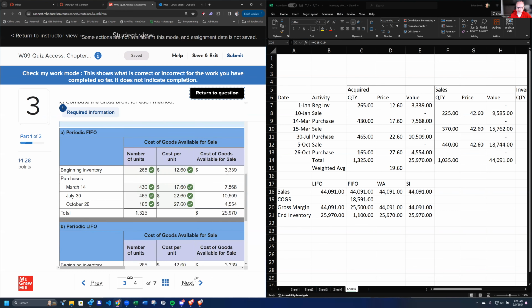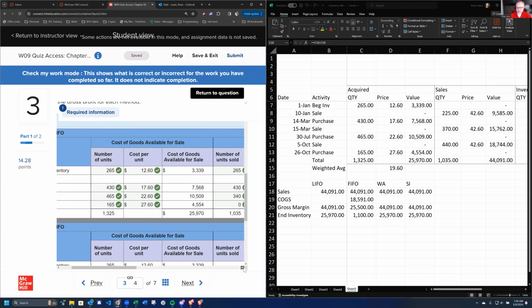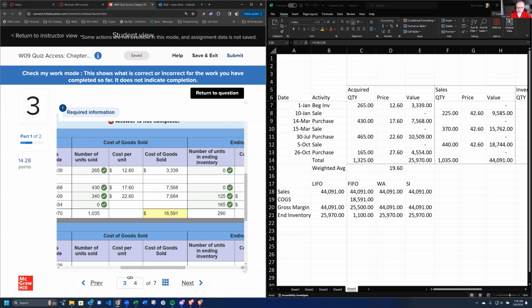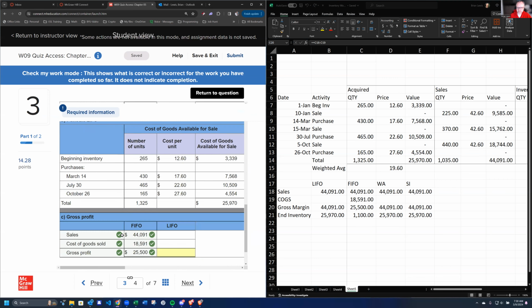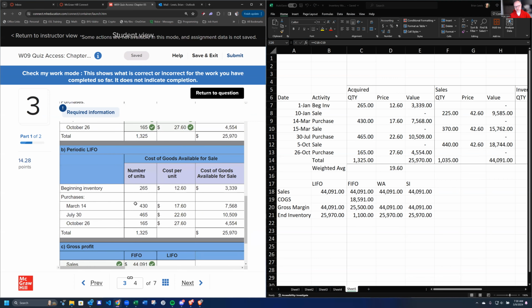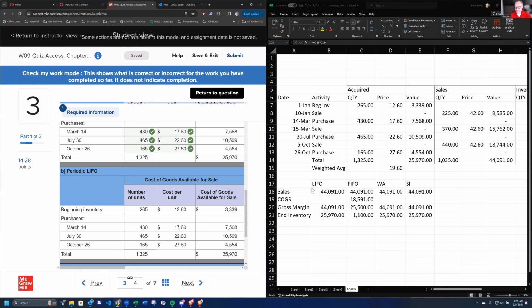Okay, so everything checks out there. Everything checks out there. And everything checks out there. Okay, all is good. And let's look at the bottom and verify that all checks out as well. Okay, so now we have to go through and do the same thing from a LIFO standpoint.